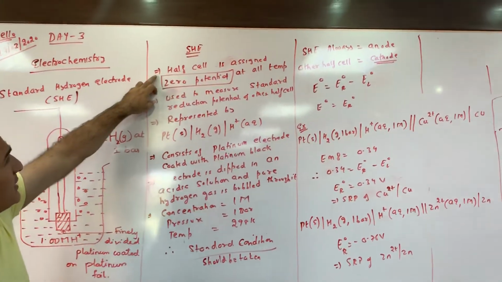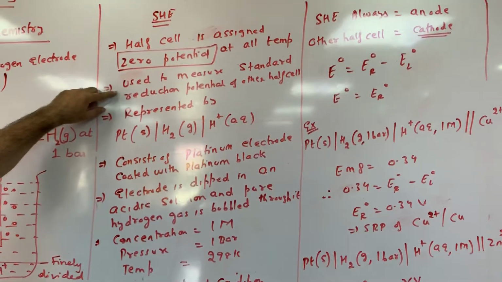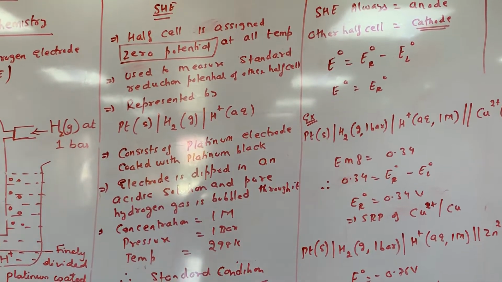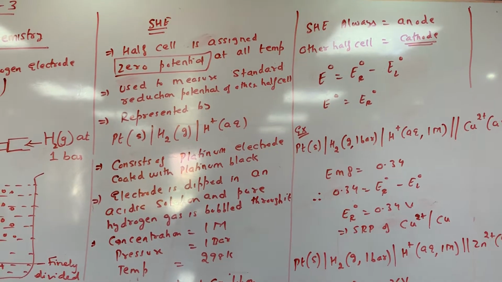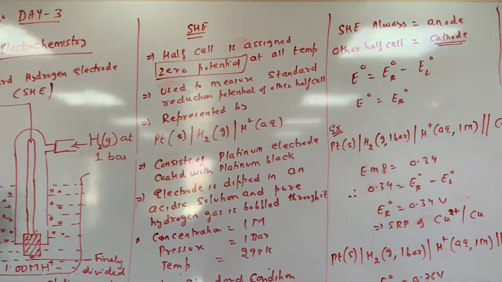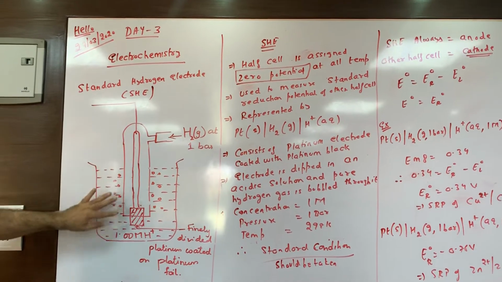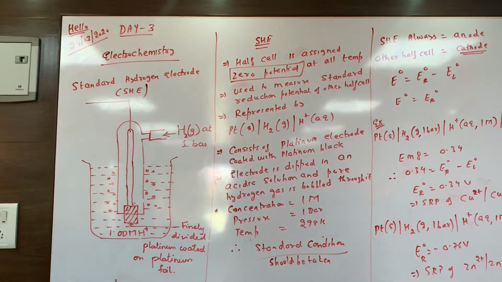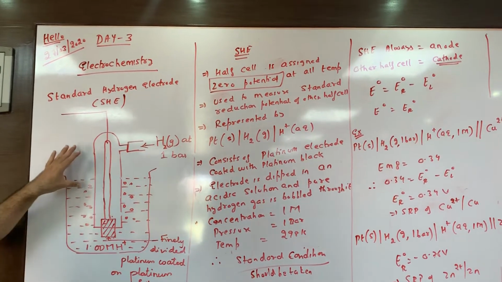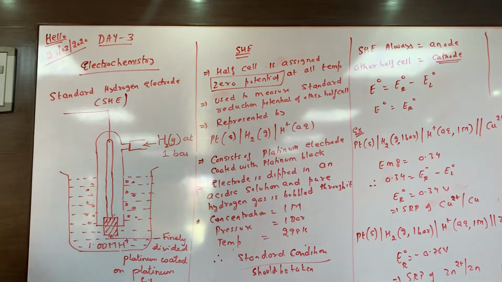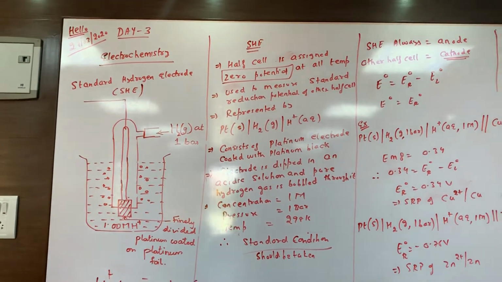It is a half cell that is assigned 0 potential at all temperatures, and it is used to measure the standard reduction potential of other half cells. As a matter of convention, it is assigned 0 potential. Now what it consists of, if you see this diagram, is a platinum electrode. Because it is inert, it does not participate in the reaction; it provides its surface for the reaction to take place. It is dipped in an acidic solution which can provide H plus ions, like hydrogen chloride or something.